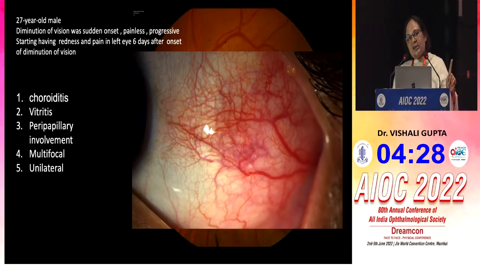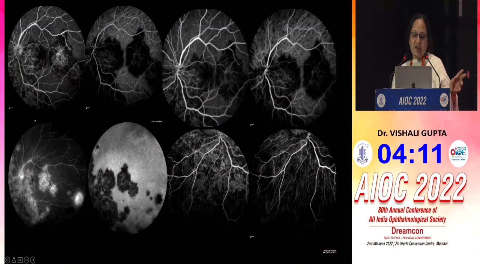Now, the classical autoimmune variety of serpiginous would not have vitritis, would not be multifocal, and would not have associated scleritis. Once you have these three features in it, think of TB. So, fluorescein is very different.